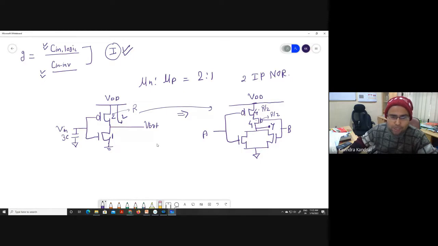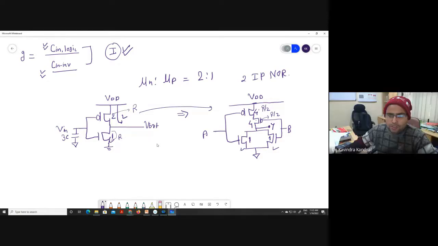Now, in case of pull down, again, this is having a resistance R or equivalent W by L equal to 1. Now, here in worst case, either this transistor should be turned on, or this transistor should be turned on, right? So technically, if you are making sure that the driving capability happens to be the same, even at the worst case, then it should have a W by L equal to 1. It should also have a W by L equal to 1. Yes or no? Yes, sir.